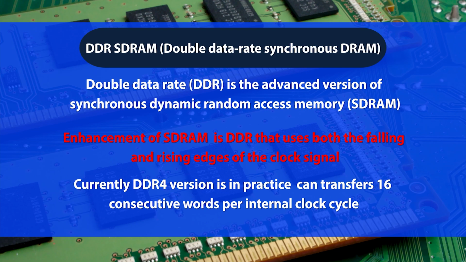Currently the DDR4 version is in practice, which can transfer 16 consecutive words per internal clock cycle. If you can recollect, we have discussed that the word length defines the processing capability of the system. So 16 consecutive words per internal clock cycle are used by the DDR4 RAM.